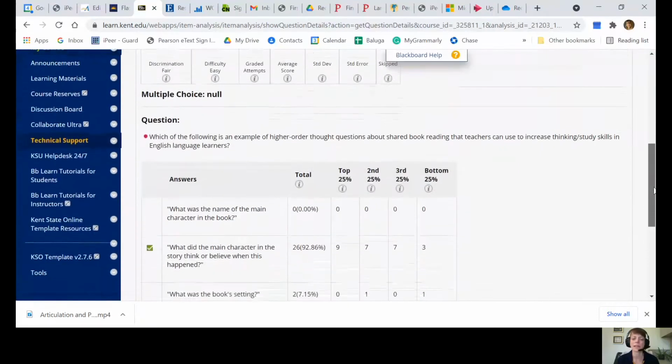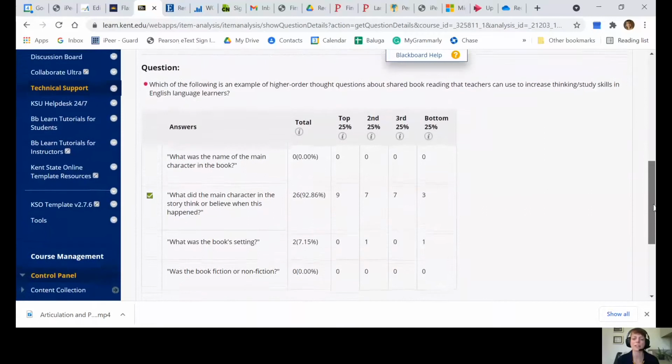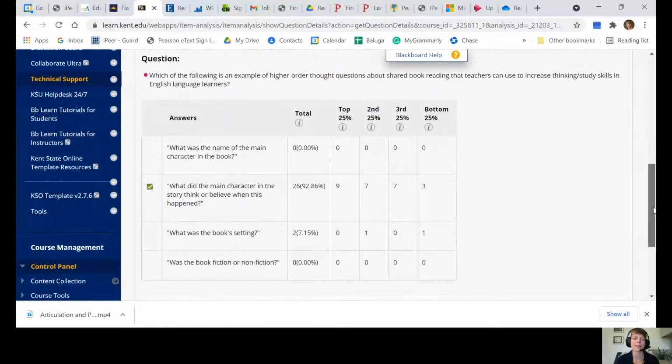So if you studied a language in high school or college and you've become proficient in that, but it wasn't your native language, you are a sequential bilingual speaker.